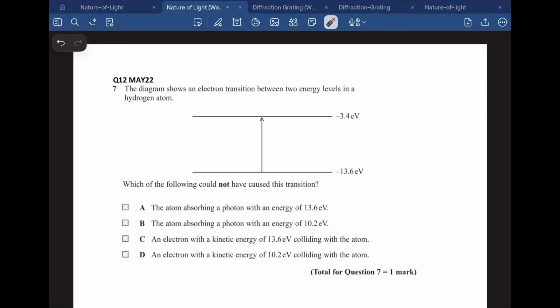Now this question says the diagram shows an electron transition between two energy levels in a hydrogen atom. Which of the following could not have caused this transition? The atom absorbing a photon with energy of 13.6 electron volt. I mean, we know that the electron is going to go up, right? When the electron has to go up, at that time it absorbs a photon, but it only absorbs the photon with an energy.